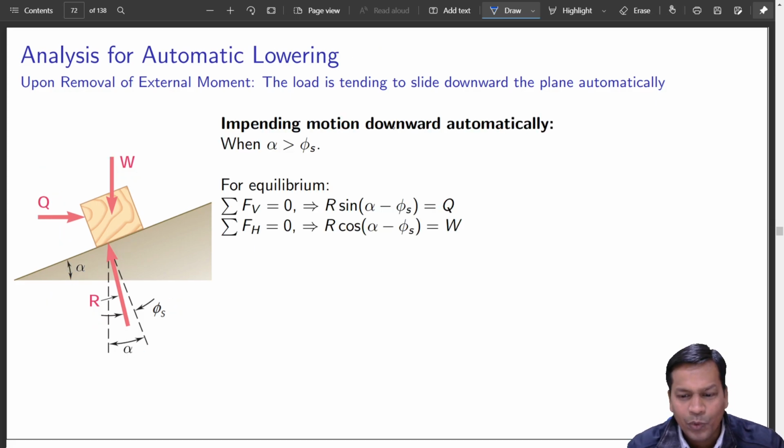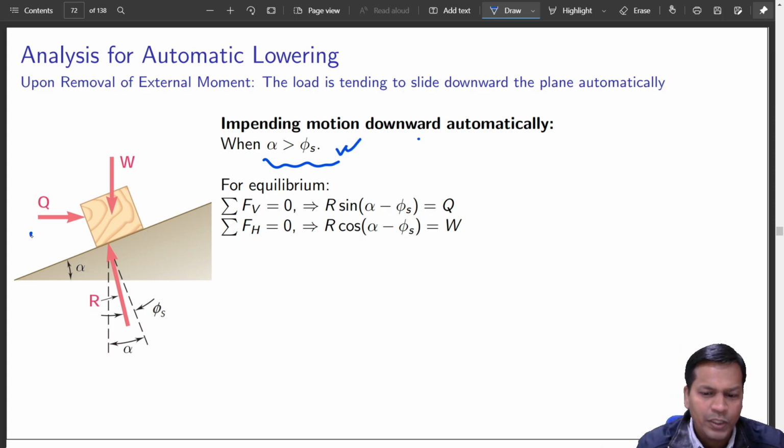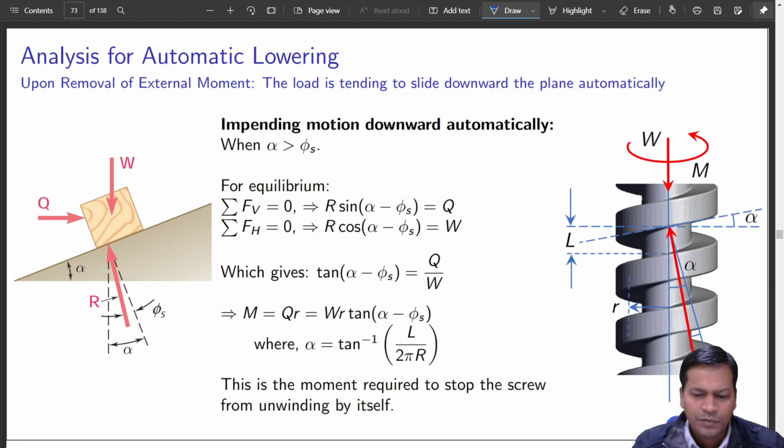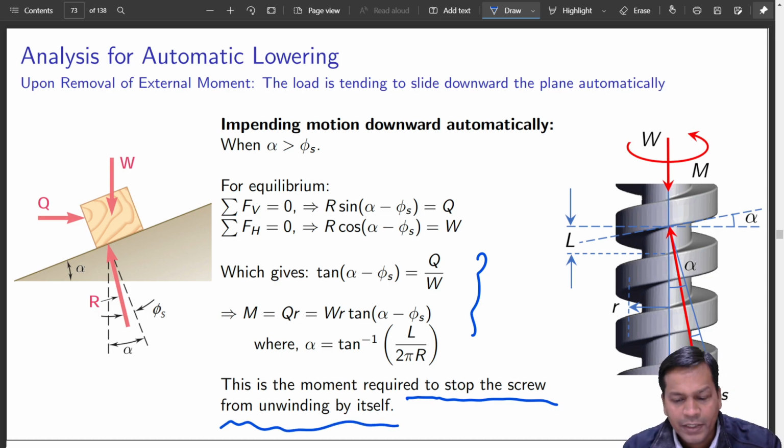This time, impending motion downwards, alpha is now greater than psi s. It is not equal to psi s. It is already greater than that, and I want to hold it. So this time the analysis goes like this. Again force balance, you do Q and W, projections of R along vertical and horizontal directions. Again it gives me something like this. So this is the moment that is required to stop the screw from unwinding by itself.